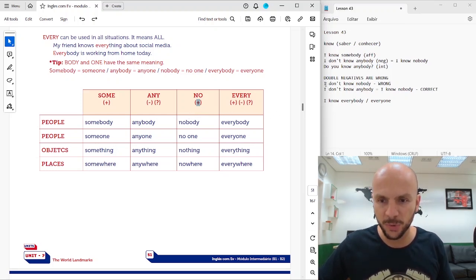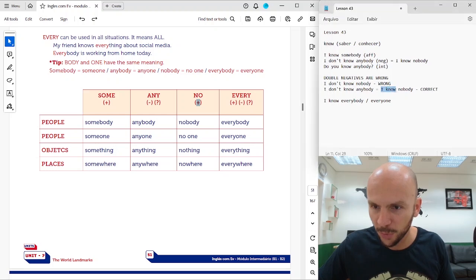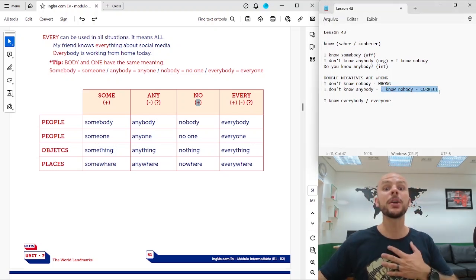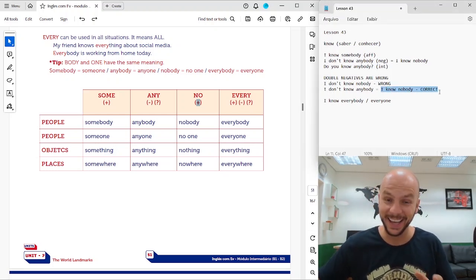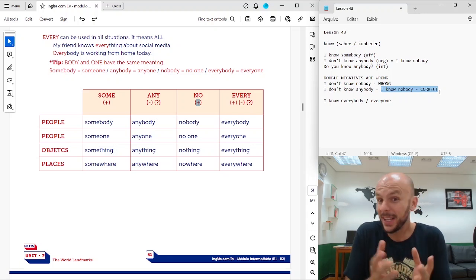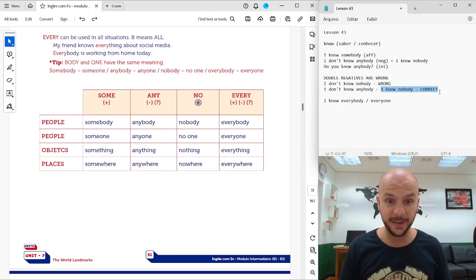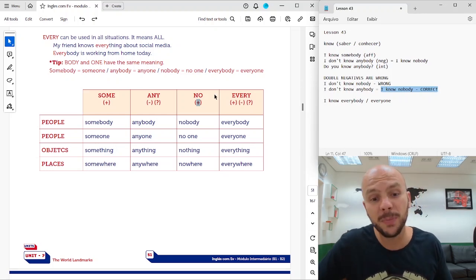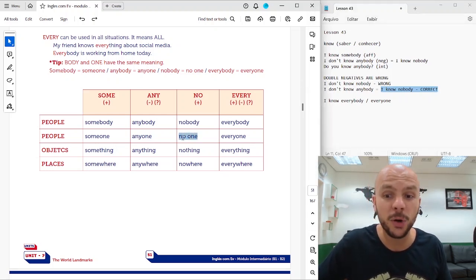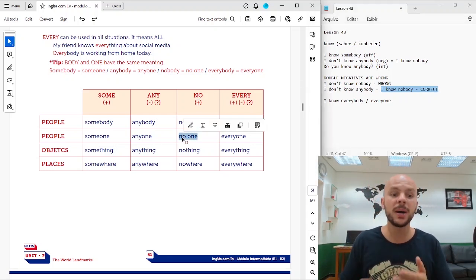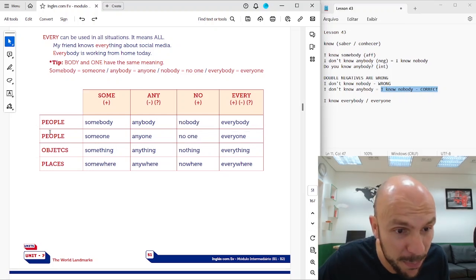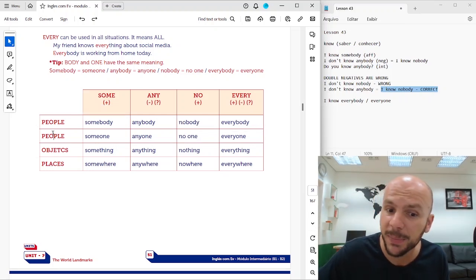I know nobody. Eu conheço ninguém. Yeah, I know, it's crazy, but that's English. In English, we don't use double negatives. Okay? I know nobody is the same as I know no one. Nobody, no one is the same. We use for people.